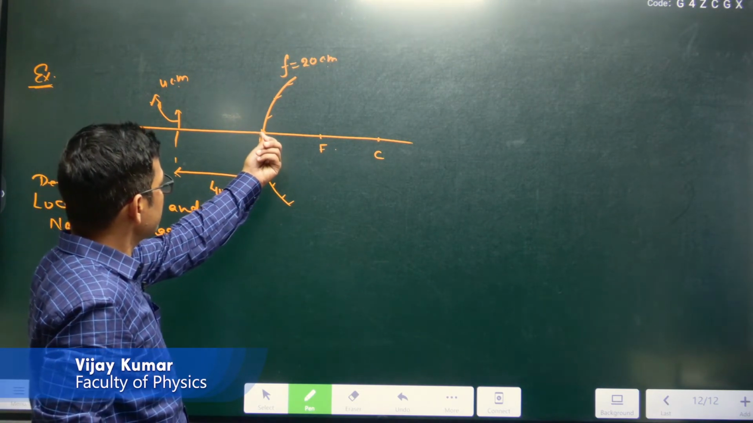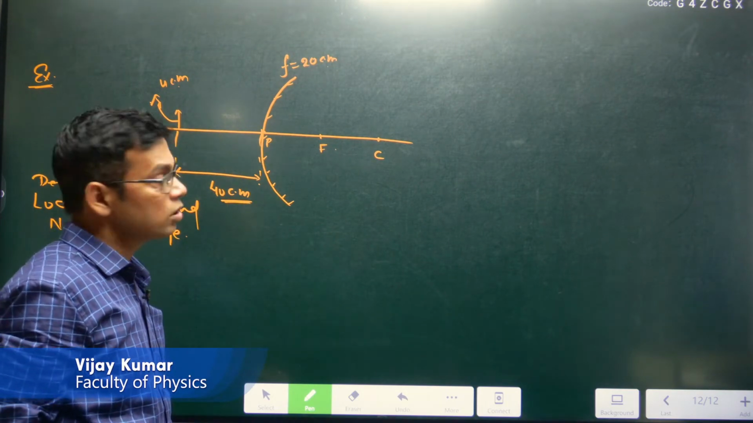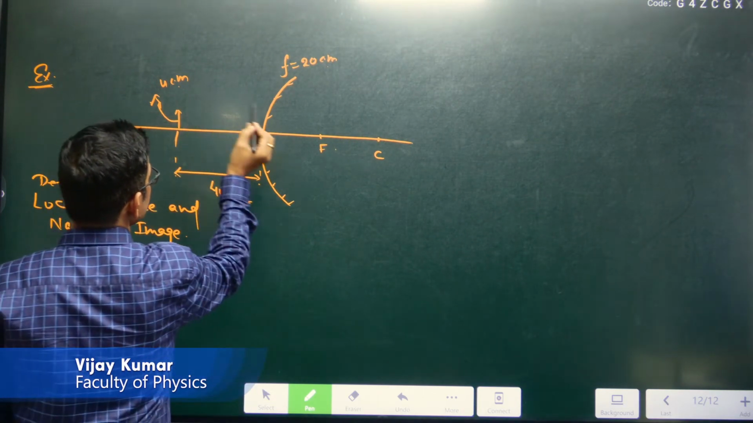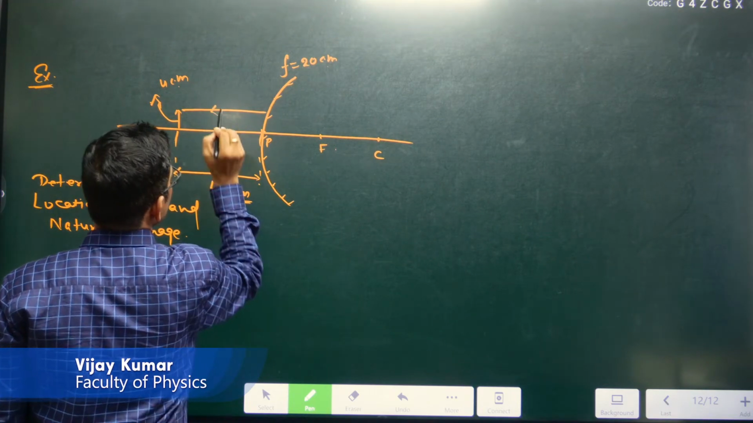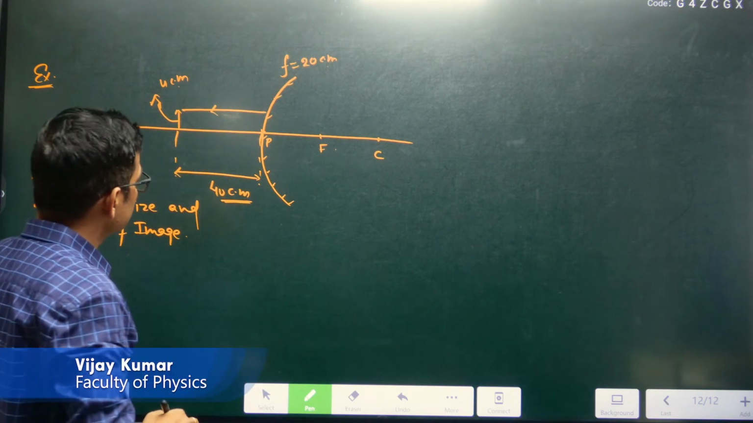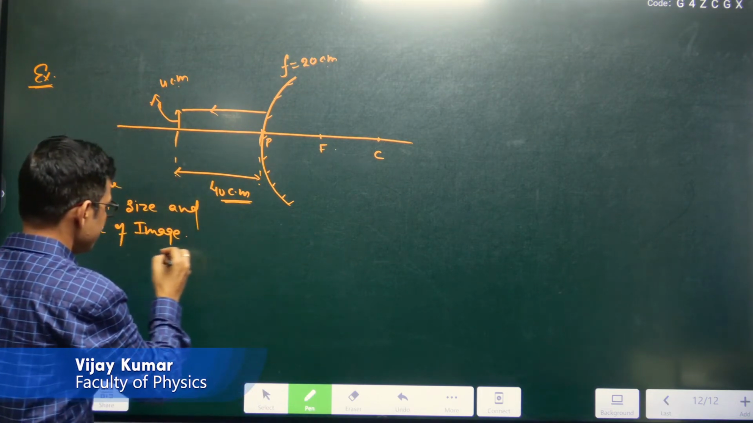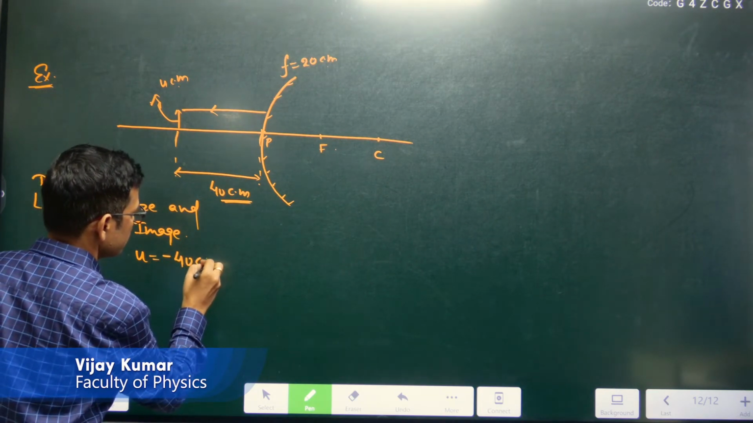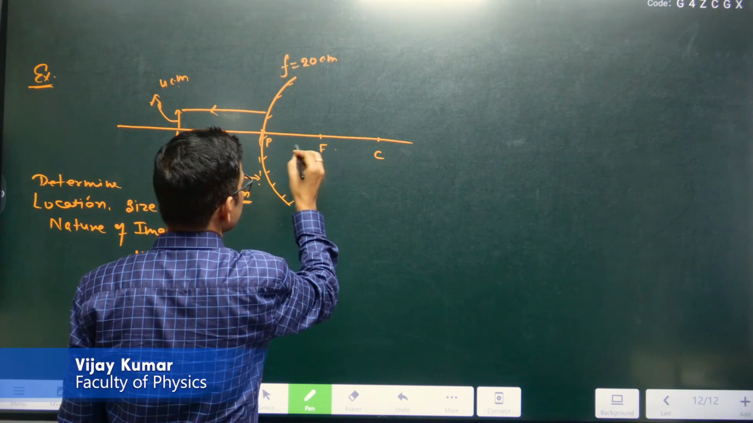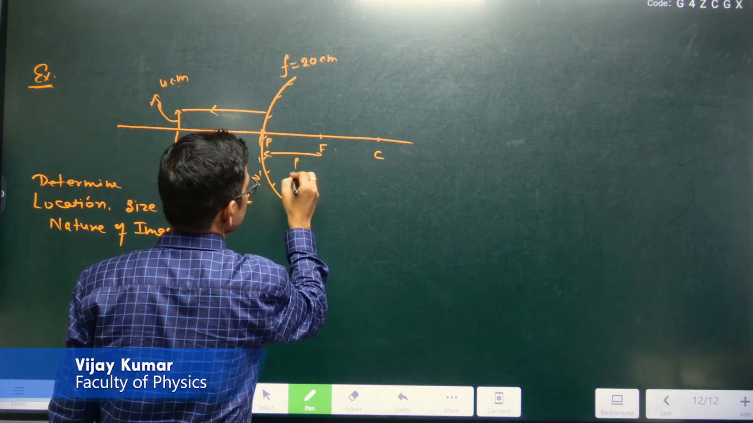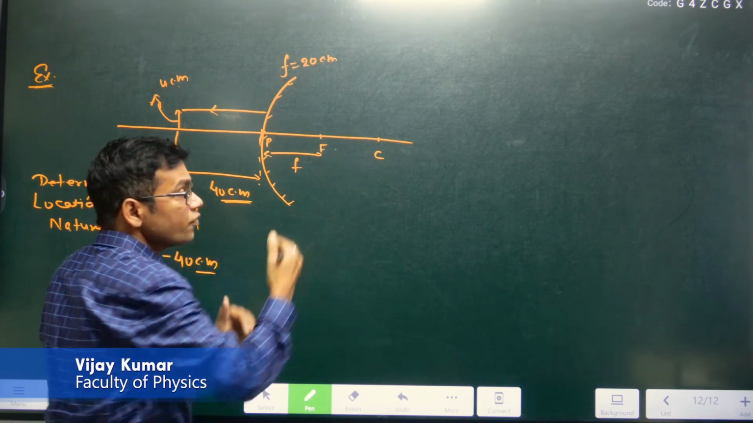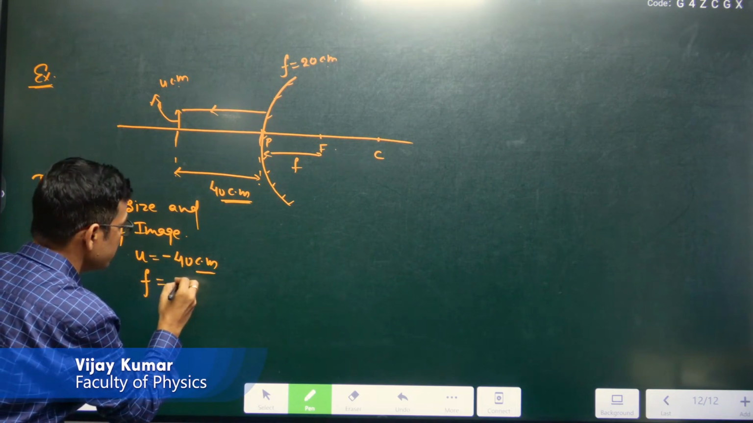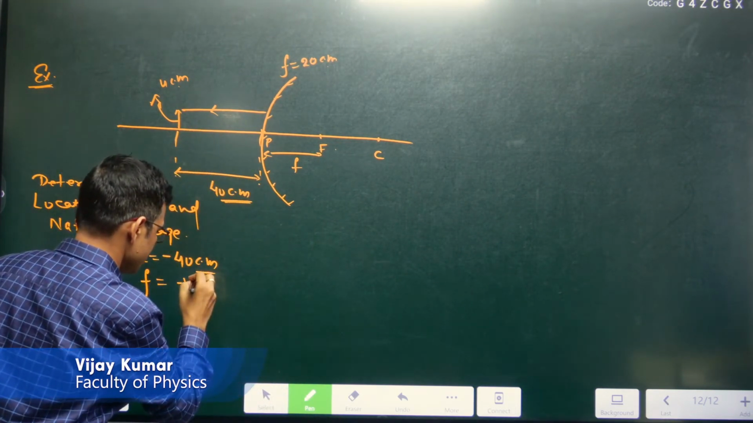In this case, the object is to the left of the pole, so the object distance will be taken as negative. So we will take input u is equal to minus 40 centimeter. The focal length is to the right of the pole, so it will be taken as positive. So we will write f is equal to plus 20 centimeter.